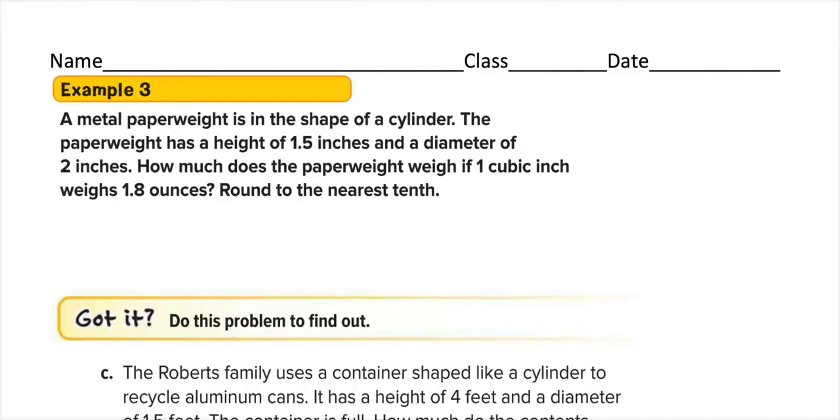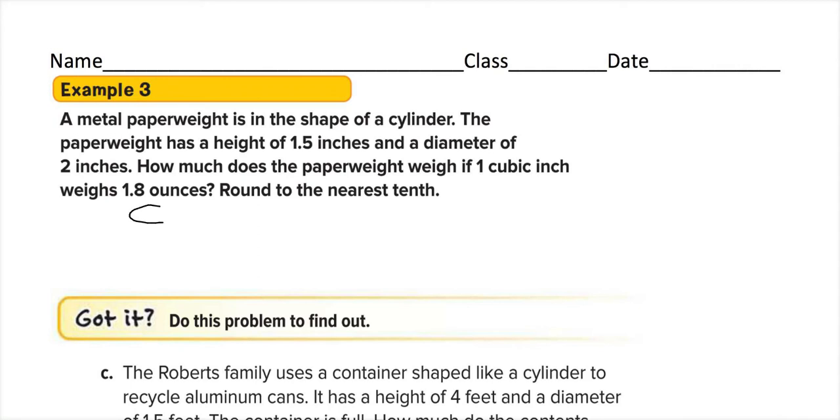All right, so we got a metal paperweight in the shape of a cylinder. The paperweight has a height of 1.5 inches and a diameter of 2 inches. How much does the paperweight weigh if 1 cubic inch weighs 1.8 ounces? Then round to the nearest tenth. All right, so let's figure this thing out. So first we're going to figure out how much volume we've got here. So it says it has a height.